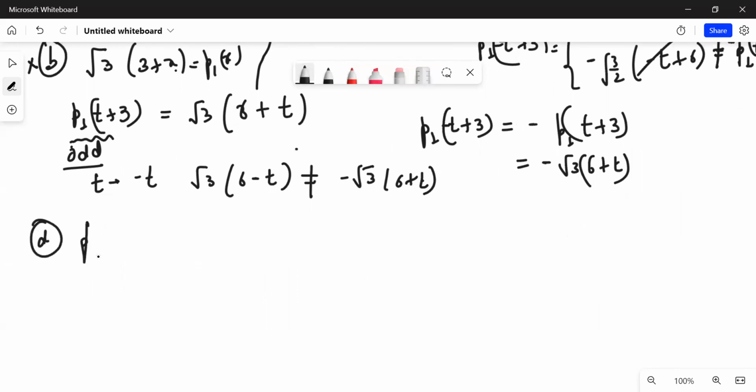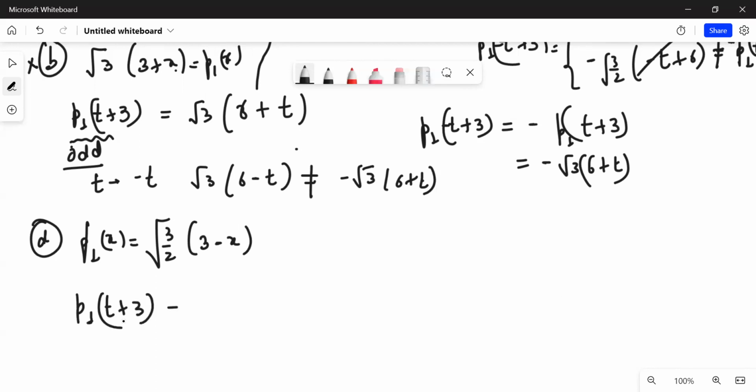What will be option number D? P1(x) is given as root over 3 upon 2 times (x minus 3) minus 6. And now I'm going to see what P1(t plus 3) is. P1(t plus 3) is minus root over 3 by 2, and 3 minus 3 would give you 0, and this is simply t here. Because instead of x, if you put t plus 3, the 3 would get cancelled, and this is minus t.